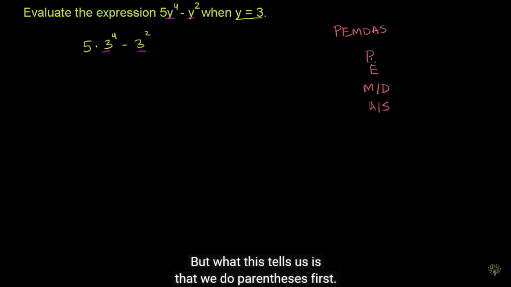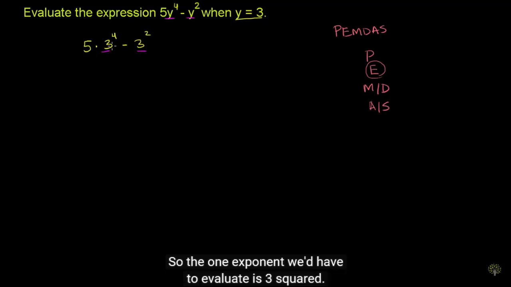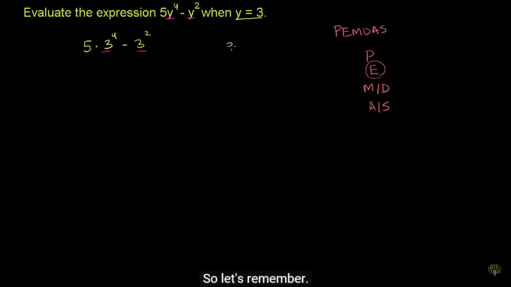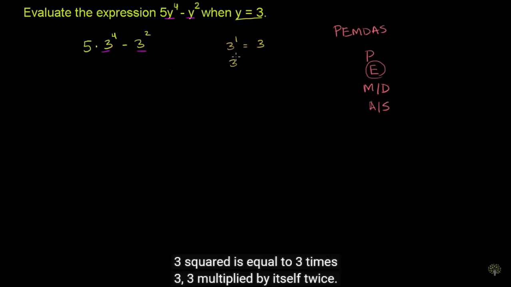What this tells us is that we do parentheses first, but then after that, exponentiation takes priority over everything else here. So we have to evaluate these exponents before we multiply anything or before we subtract anything. So the one exponent we'd have to evaluate is 3 squared. So just remember, 3 to the first is just 3. It's just 3 times itself once. 3 squared is equal to 3 times 3.